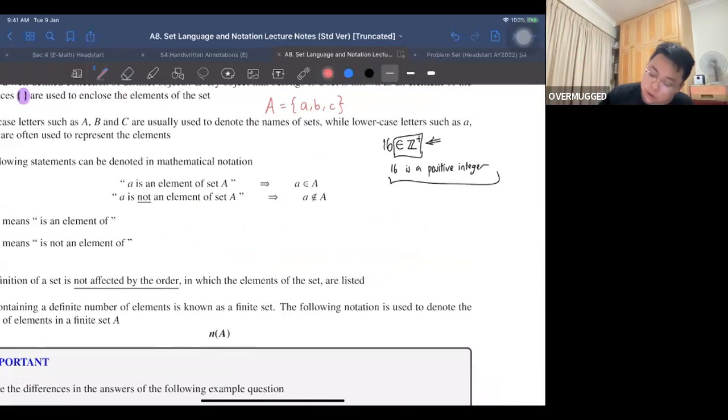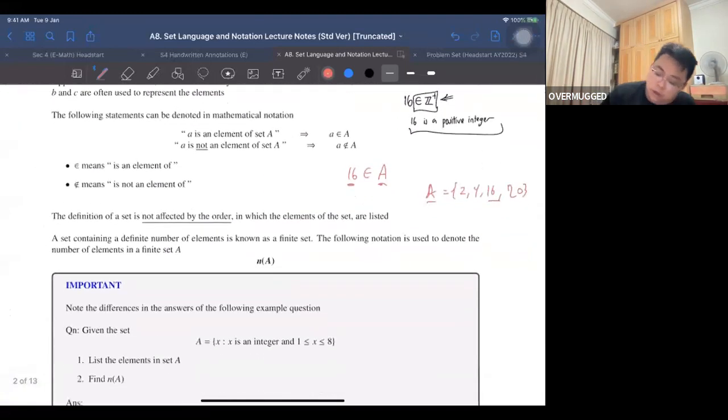For example, if the question says this element 16 is inside A, then A must contain, like, 2, 4, 6 or 16, 20. And you know that this is true because the element 16 is inside set A. Clearly it is true.